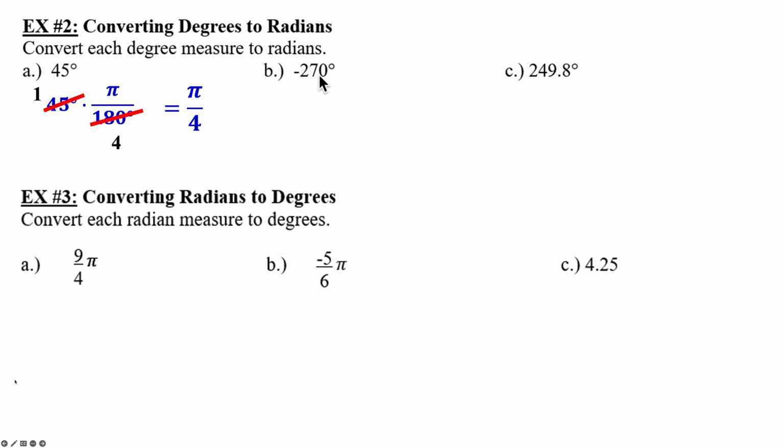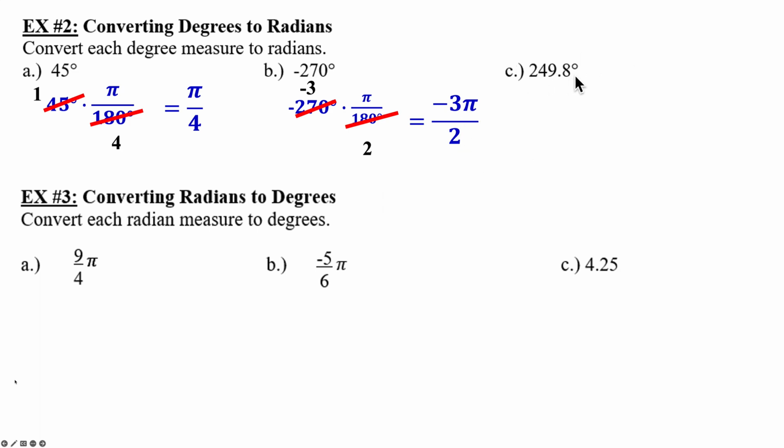Negative 270 degrees, multiply by that same converting fraction. Degrees cancel, and let's see, 180 and 270 are both divisible by 90. So this is negative 3, this is a 2, so we end up with negative 3 pi over 2.